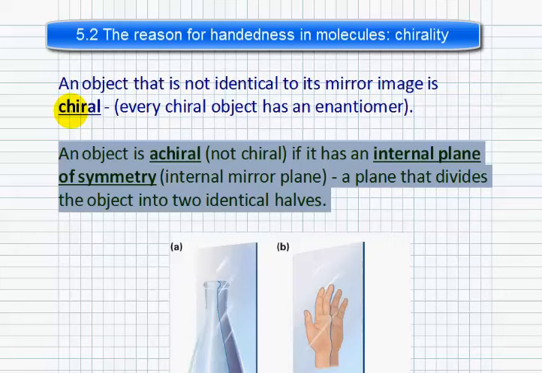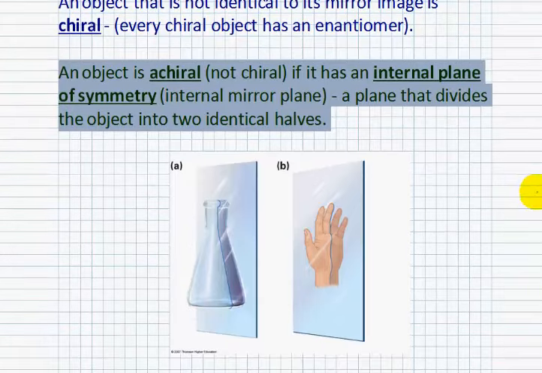So, an object is either chiral or achiral. Achiral objects are a little easier to spot because they have an internal plane of symmetry, also known as an internal mirror plane. If you can devise any sort of plane that divides that object into two identical halves, then that molecule is not going to be chiral. So if you look at this piece of glassware here, the plane splits it right down the middle. You have two identical halves. Likewise, if I were to look at this in a mirror, its reflection would look just the same as it.